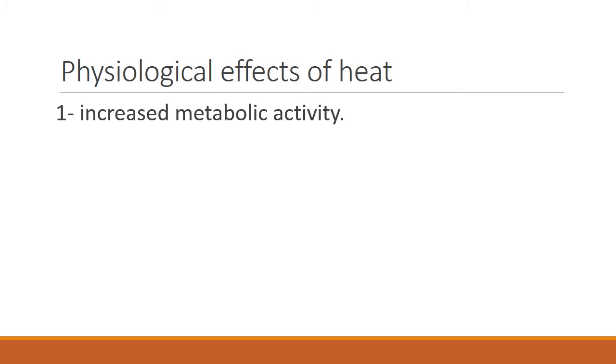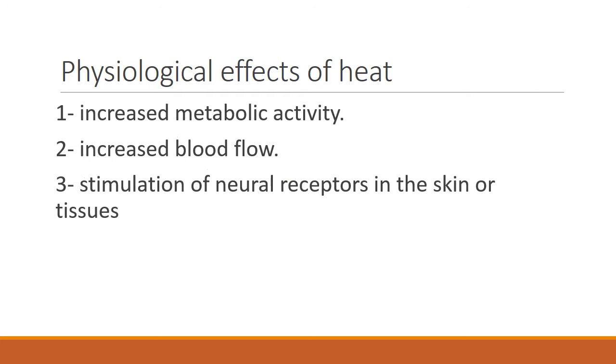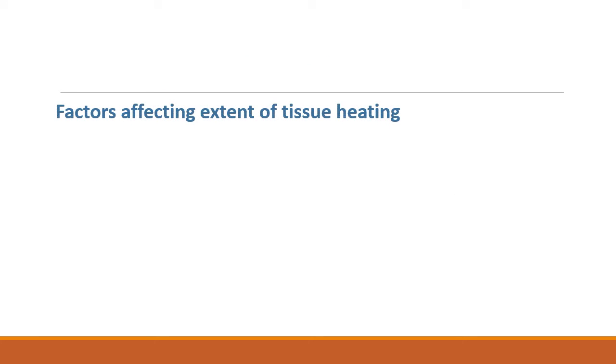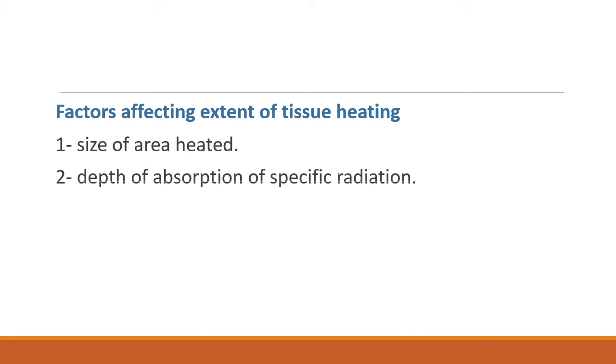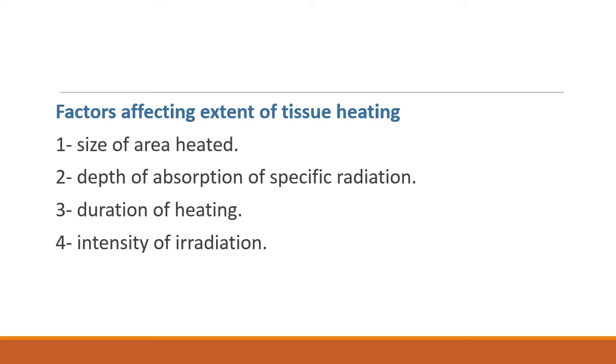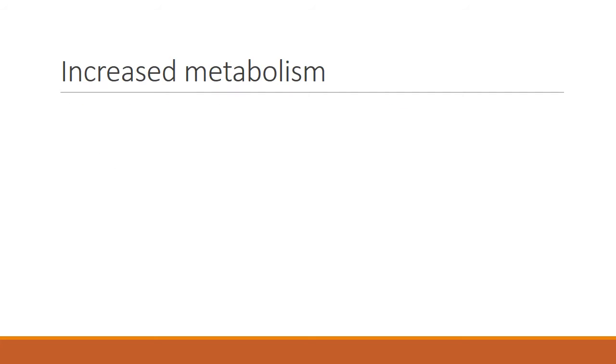It increases metabolic activity, increases the blood flow in the area heated, and stimulates neural receptors in the skin or tissues. Factors affecting extent of tissue heating: size of the area heated, depth of absorption of a specific radiation, duration of heating, intensity of irradiation, and the methods of application.